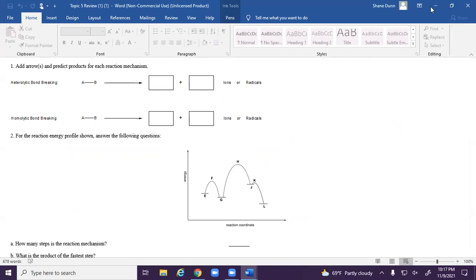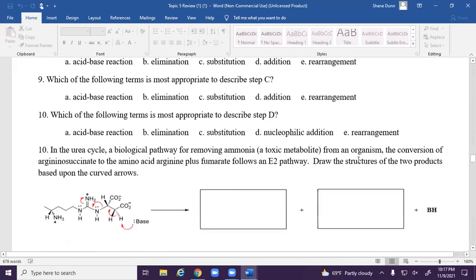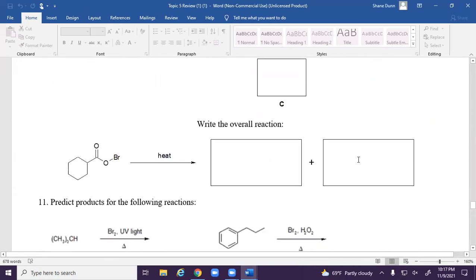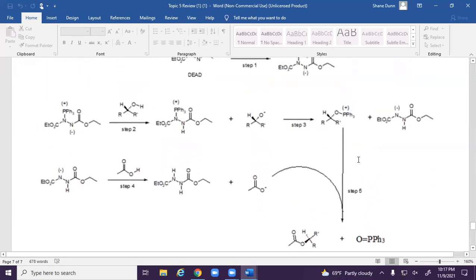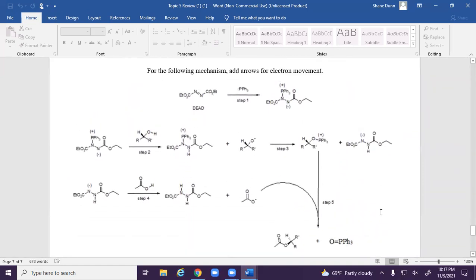I think there's only one problem left. Did I mechanism... go back to this monstrosity right here? Okay. So we got to draw arrows. Fun, fun, fun. Arrow questions. Okay.